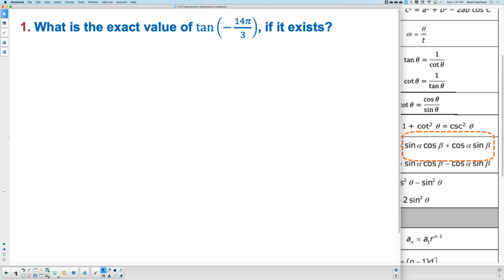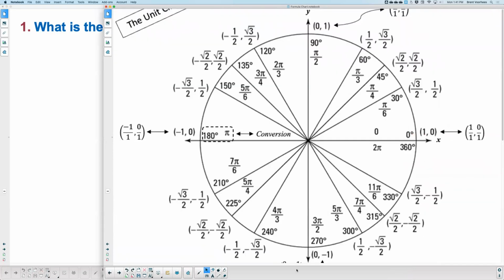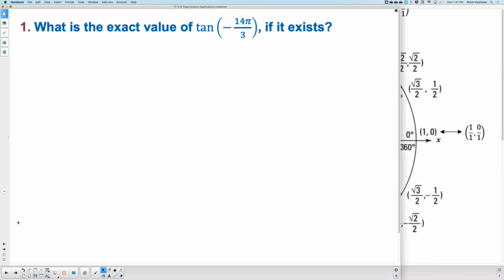This angle, is that on the unit circle? Why not? What's wrong with it? It's too small because it's negative. So we would add 2 pi. What we're going to try to do is get this on the unit circle. This is one way of solving this problem, using our unit circle. Let's try to find the value at the unit circle. So we would add 2 pi.